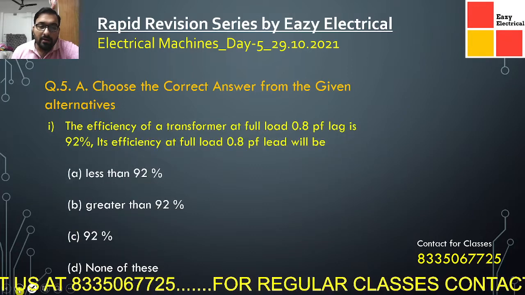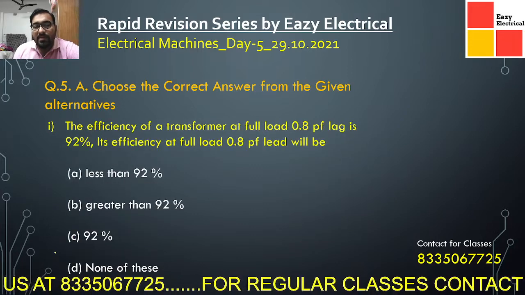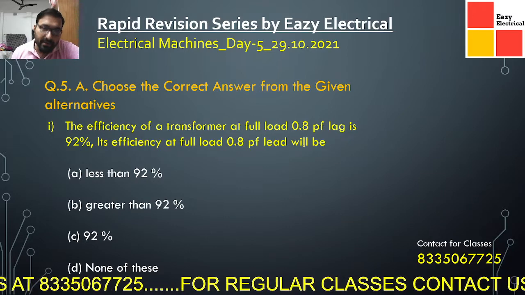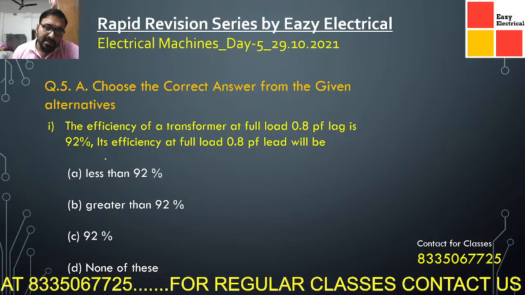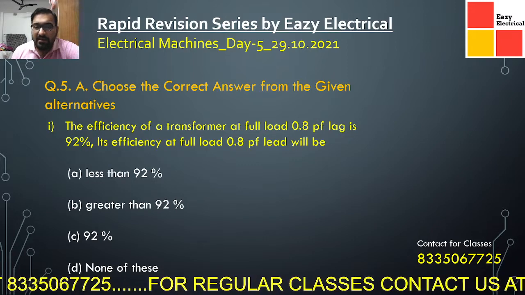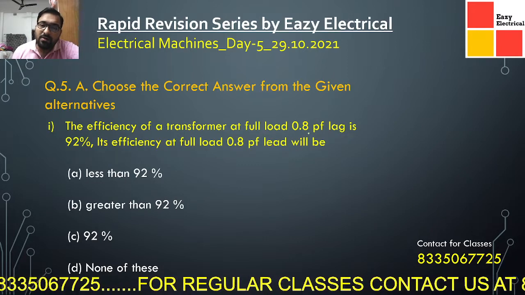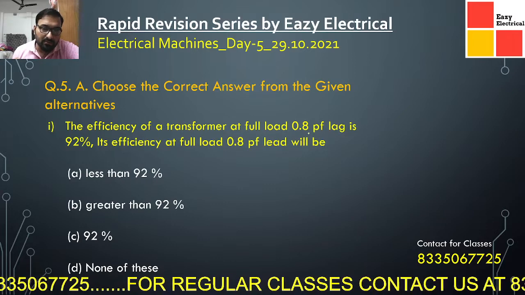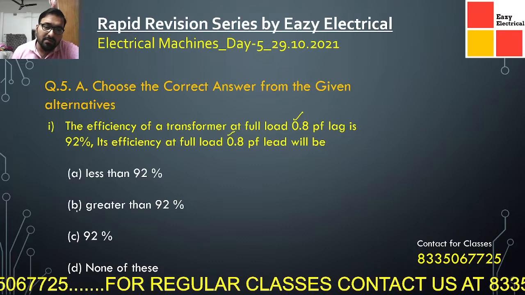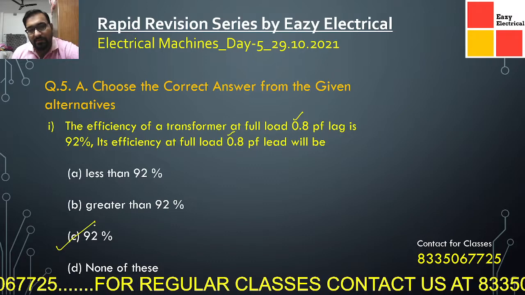Now coming to the next question: the efficiency of a transformer at full load, 0.8 power factor lag, is 92%. The efficiency at full load with 0.8 power factor lead will be the same, because the power factor lag or lead does not have an effect on the efficiency. If the power factor remains the same, the efficiency will also remain the same.